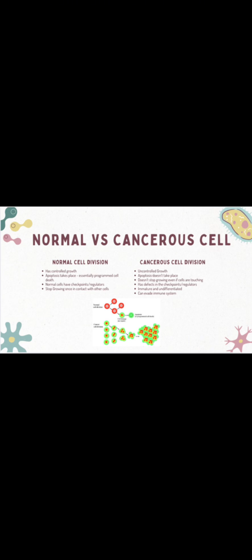These are immature and undifferentiated cancerous cells. So differentiation is essentially when the cell is almost assigned a purpose. For example, liver cells have a specific purpose. Your kidney cells have a specific purpose of filtering out urine and other toxins. And a cancerous cell doesn't have that purpose, so it just grows there and keeps growing and growing. And the main thing about it is that cancerous cells can evade the immune system.